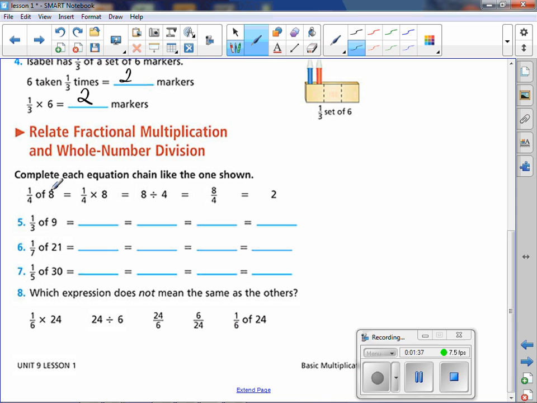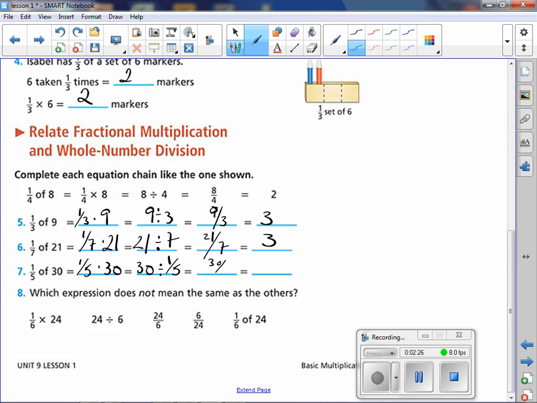Okay, so let's look at another way to talk about unit fraction multiplication. 1/3 of 9 is like 1/3 times 9, or 9 divided by 3, which can also be written as the fraction 9/3. 9/3 is 3, right? 9 divided by 3 is 3. 1/7 of 21 can be expressed as 1/7 times 21, or 21 divided by 7, or 21/7, which is 3, because 21 divided by 7 is 3. 1/5 of 30 can be expressed as 1/5 times 30, or 30 divided by 5, or 30/5, which is 6.